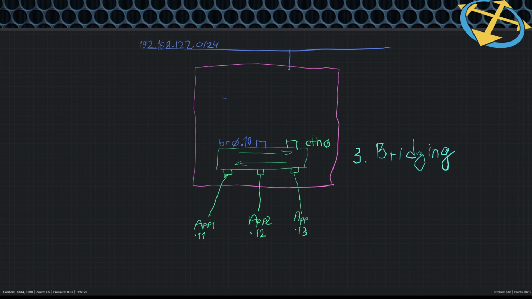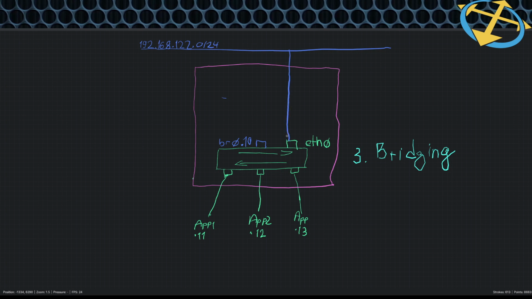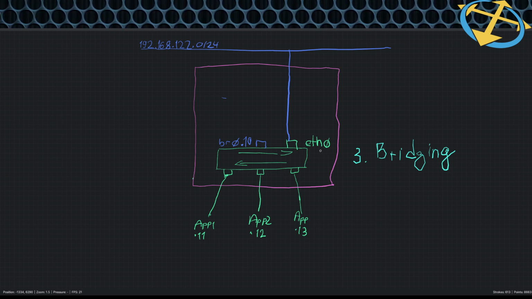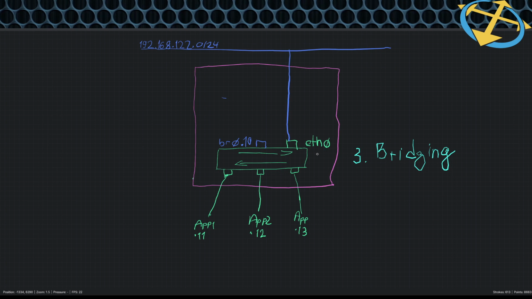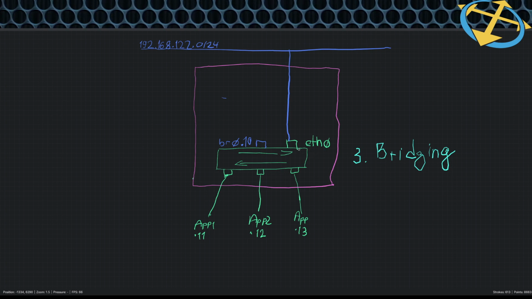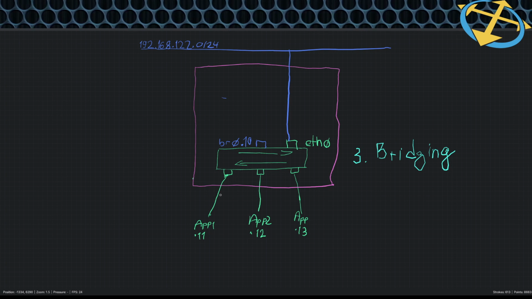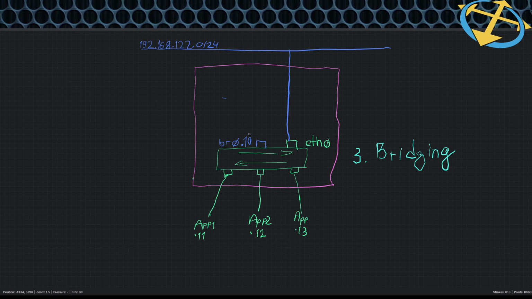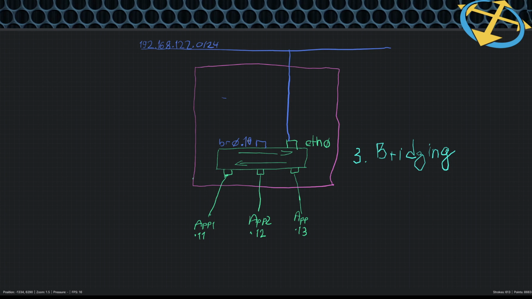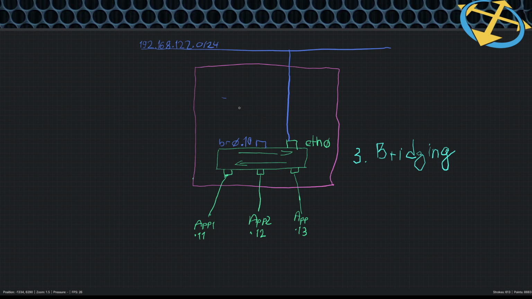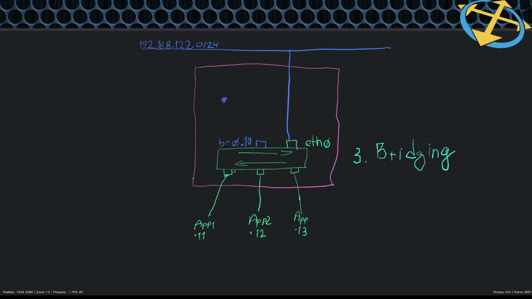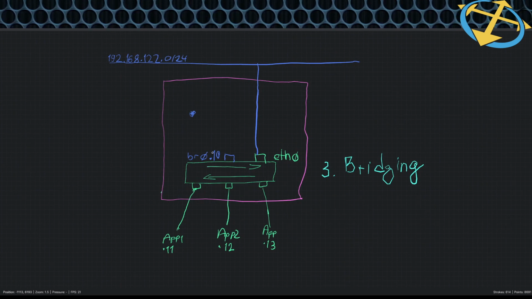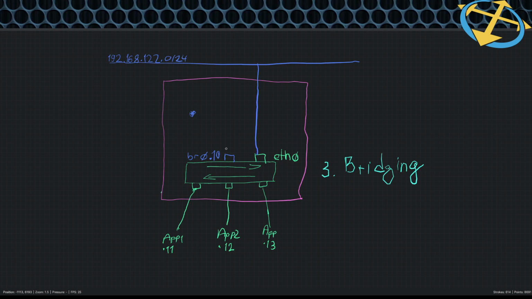So now my traffic will flow like this. From this physical network, it will go to the physical connected interface, ETH0, and from there it will be able to reach any of those containers, 11, 12, and 13. I still need an IP address here because it will be used when I want to send traffic to this Linux host. Otherwise, I don't need this, but this is how bridging works.